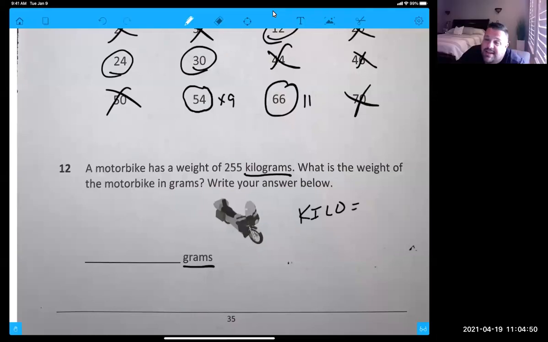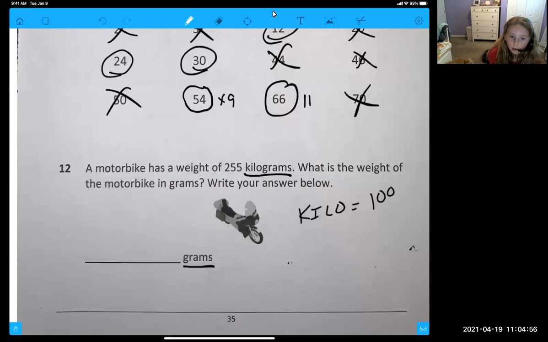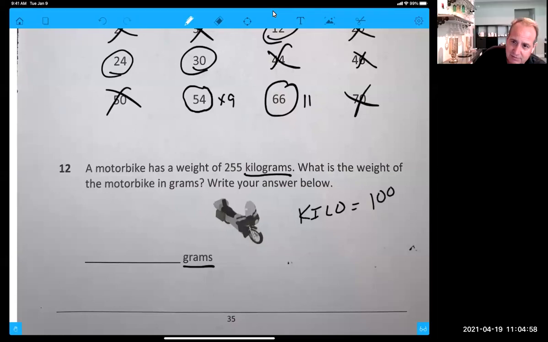But guys, it's right. Say that again so I write it right. A kilogram equals 1,000 grams. Sorry, I said that backwards. 1,000 grams is 1 kilogram.